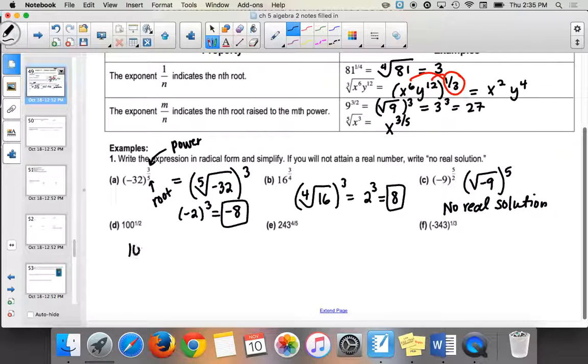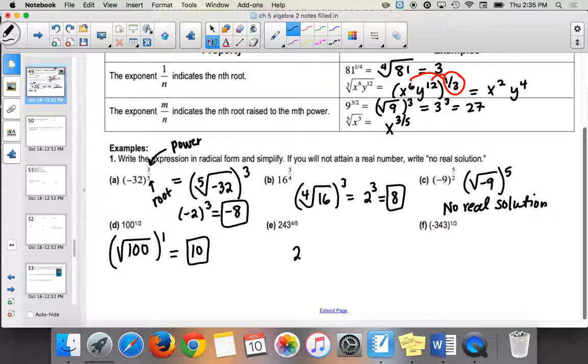All right, so yeah, this is 100 under the square root, right? So that's like an invisible 2. You can put the 2 there if you want, but it's a square root. And then it's raised to the 1, right? So you can put a 1 if you want to, but your answer ends up being 10.